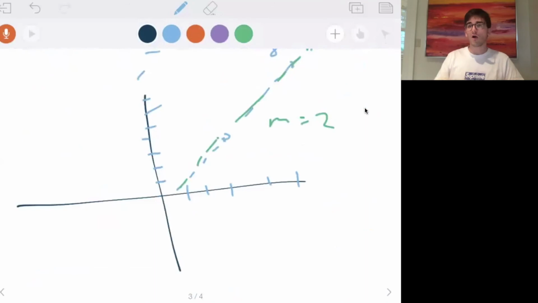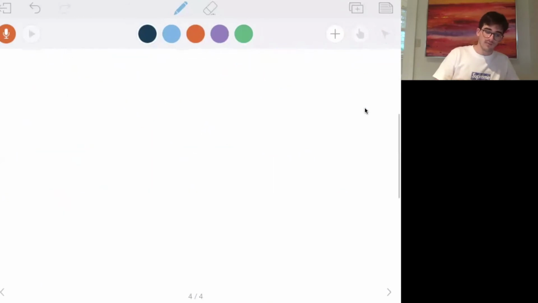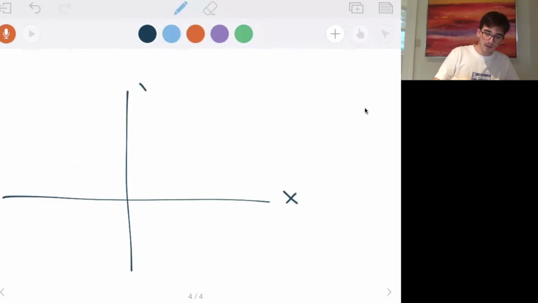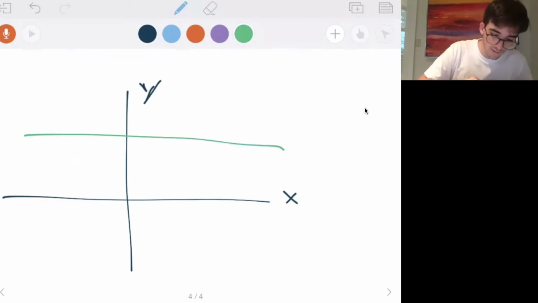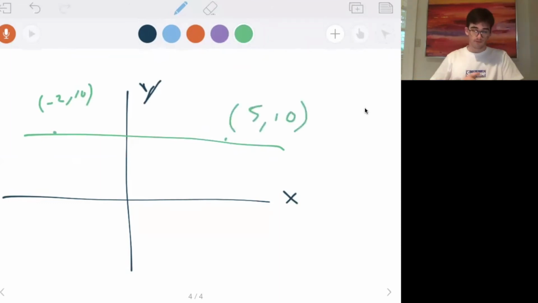But there are other types of lines. There are some special cases when it comes to slope. We're going to start off with a horizontal line. Here are my x and y axes, and let's say here's my line. I'll tell you 2 points. This one is going to be (-2, 10), and this one is going to be (5, 10). Those are my 2 points.